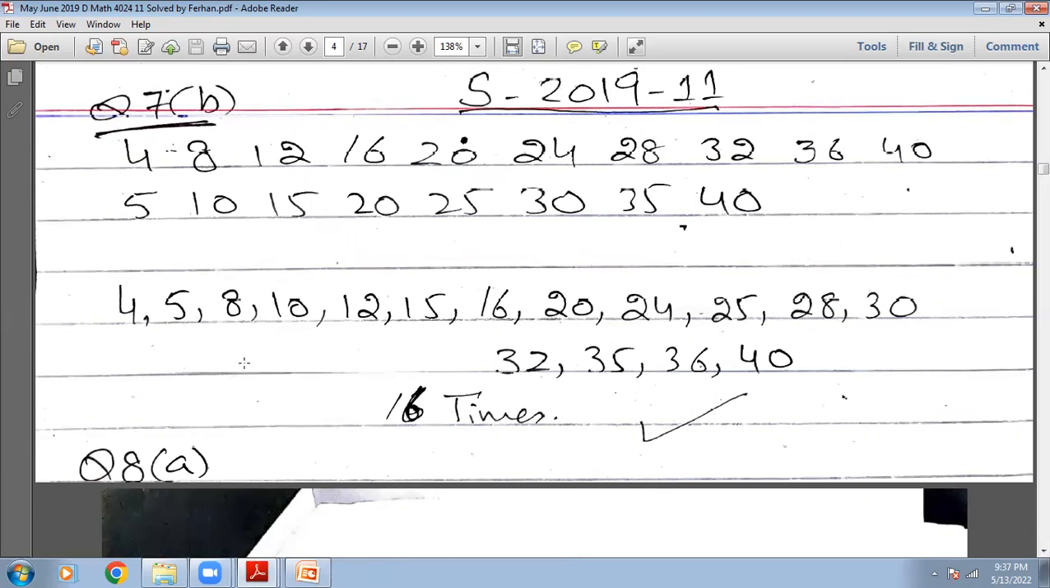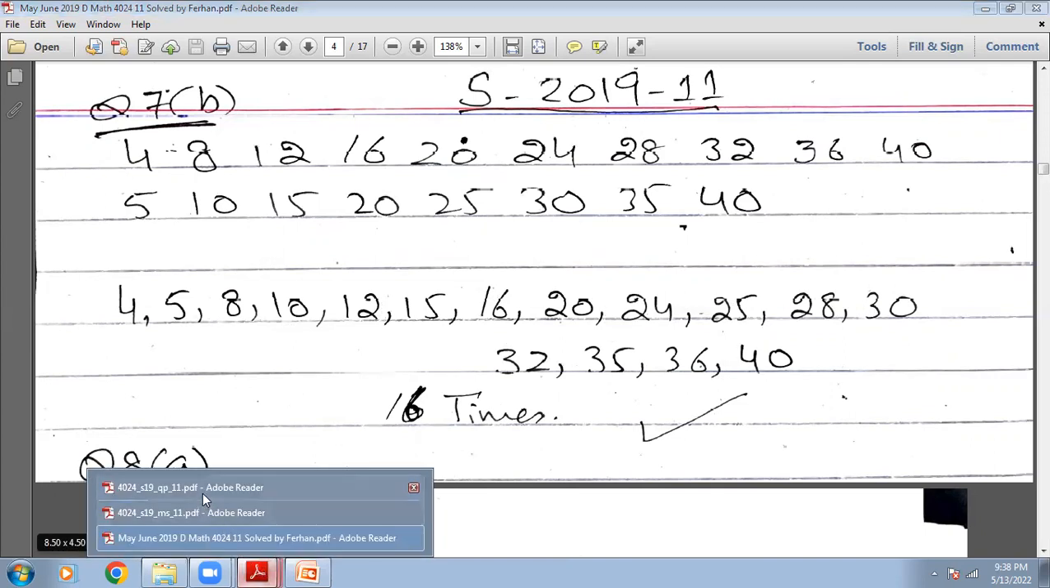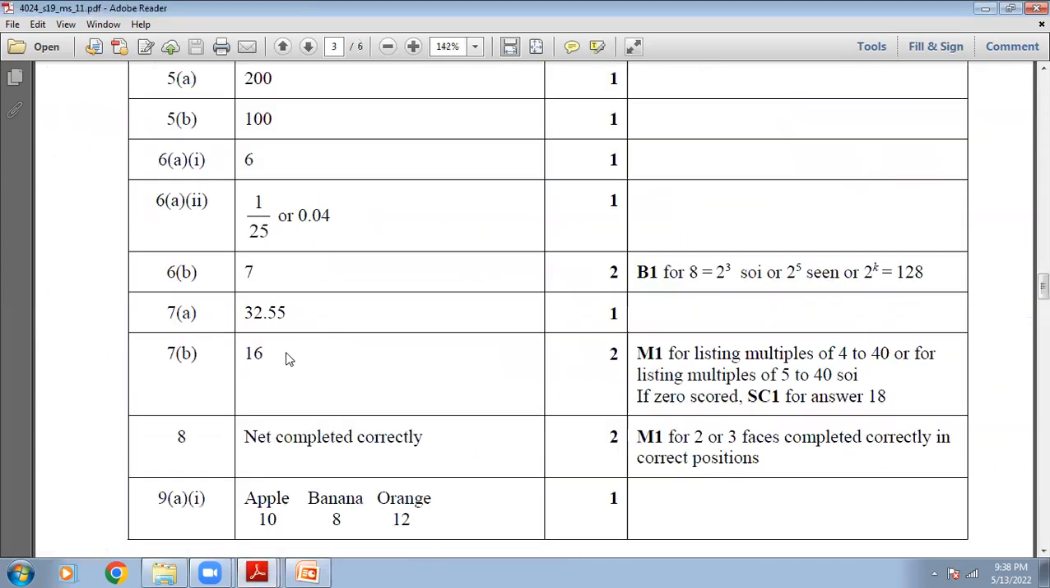On these lengths, she swims on her back. So 4, 5, 8, 10, 12, 15, 16, 20, 24, 25, 28, 30, 32, 35, 36, 40. So these are all the multiples of 4 and 5 between 1 and 40. And how many of these numbers are there? 16. So this happens 16 times. So let's have a look at the marking scheme.